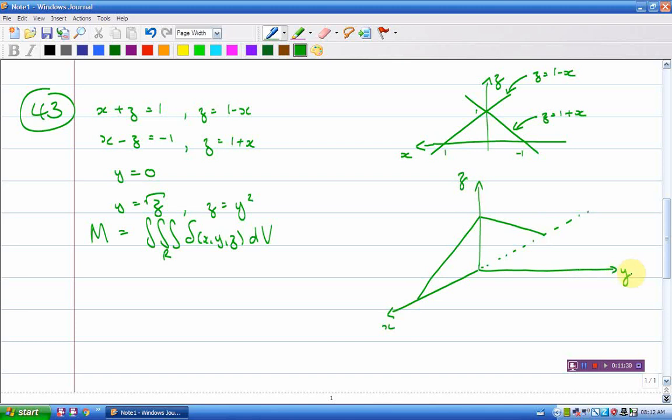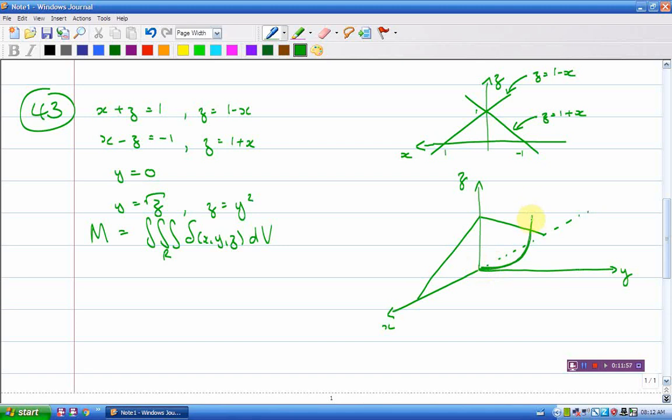Okay, but now what does that other surface look like? y equals root z, or z equals y squared. It is a parabola in the yz plane. Well, it's only half a parabola. So it's something that looks like this.